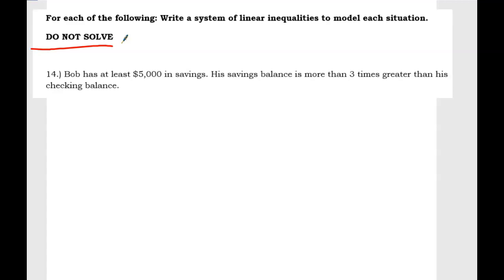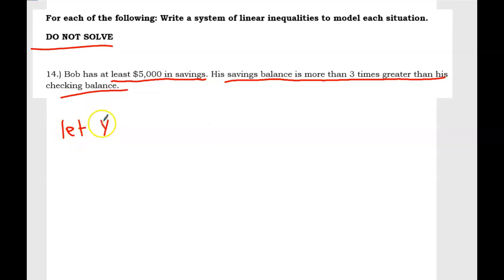So Bob has at least 5,000 in savings. His savings balance is more than 3 times greater than his checking balance. So for this one, our let statement, let's let X be the savings and let Y be the checking.